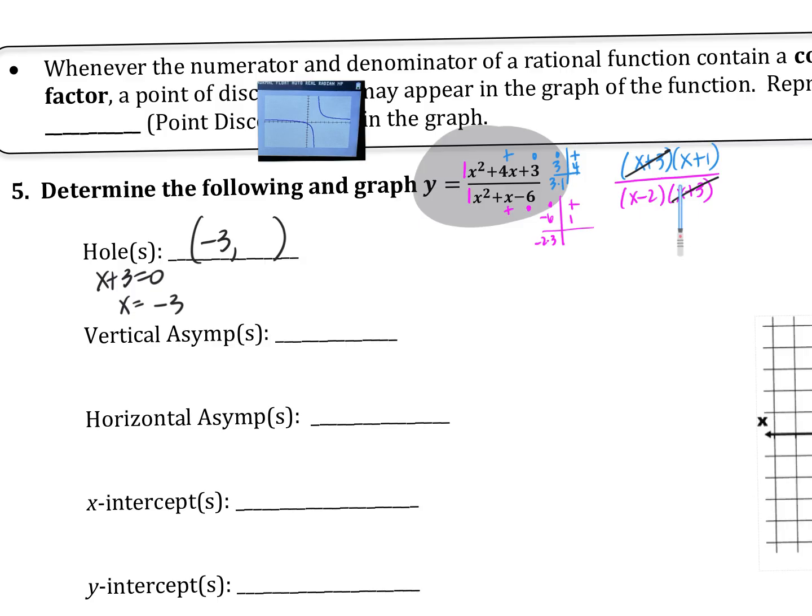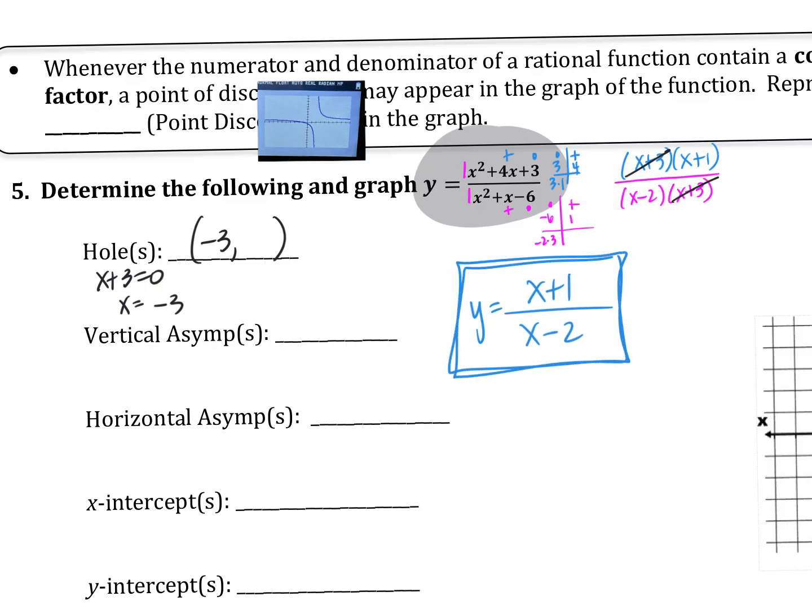If you've written that down, I also want us to write down what's left when we got rid of the hole. What happens when I cancel the hole out? Do you agree I've got x plus 1 over x minus 2? I want you to put a big old box around that. This is what all of these other answers are going to be based off of, this alone. I'm never going to go back to this. Today, we're only talking about holes and vertical asymptotes, but the rest of this will also just be determined from here. Real fast, could we go to our calculators now?